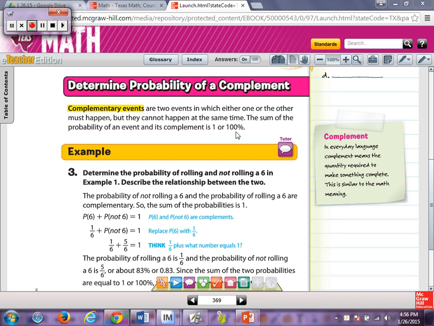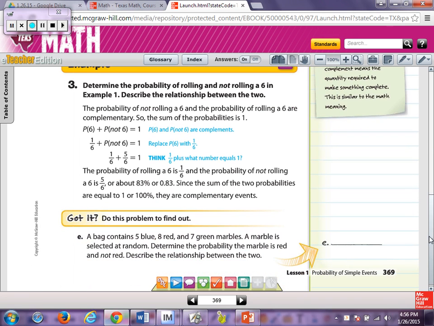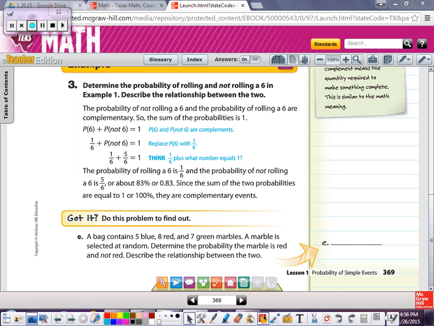It sounds a little bit confusing, so if we need to clarify it a little bit better, in everyday language, complement means the quantity required to make something complete. This is similar to the math meaning. If you're still a little hazy, let's go on to example 3 and I'll show you exactly what we're talking about. Okay, now we're here in example 3. Now let me go ahead and cover this up really quick.